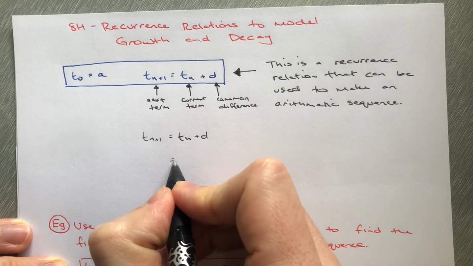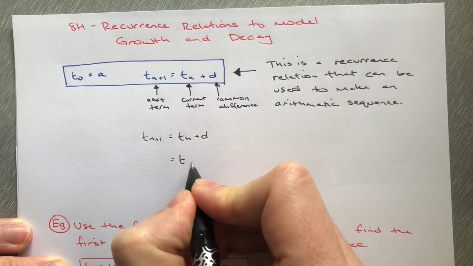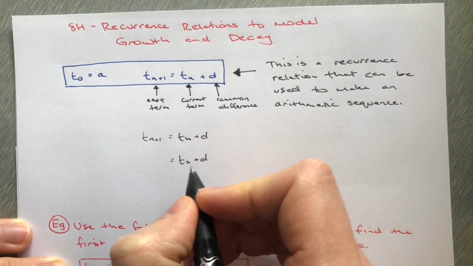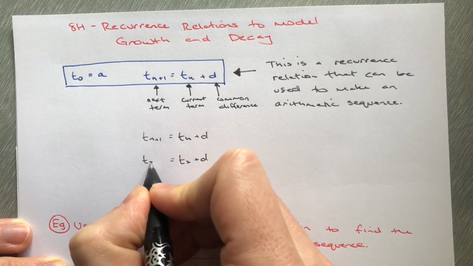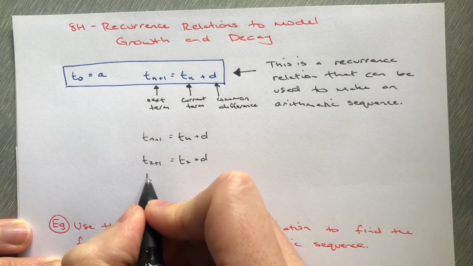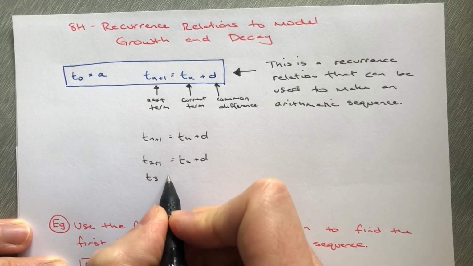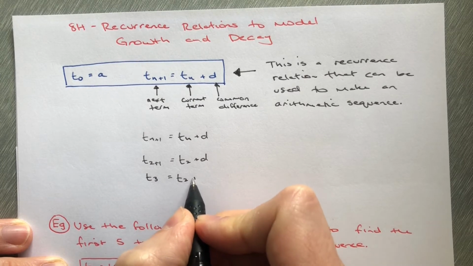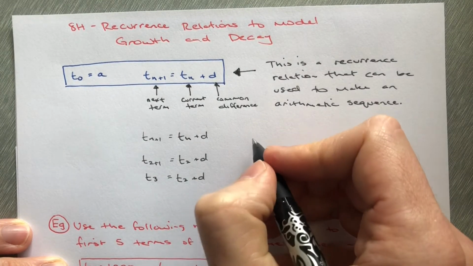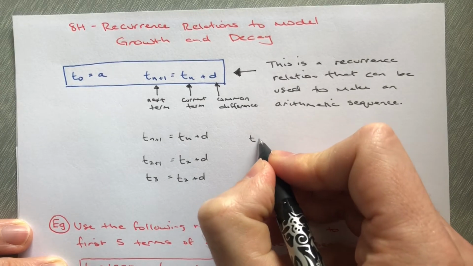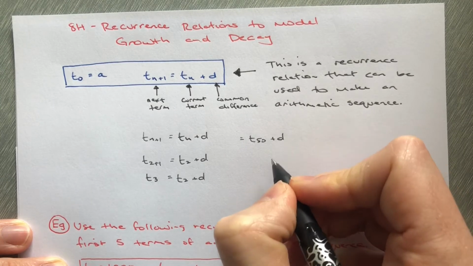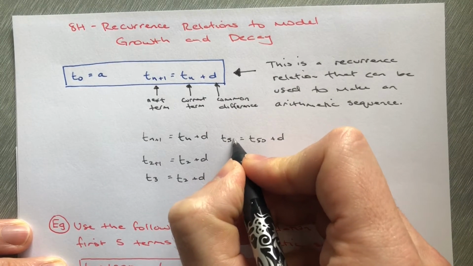Now, let's use some actual numbers here. If we're up to, let's just say the second term, so T2, and we add the common difference, that's going to tell you T2 plus 1. Now, instead of writing 2 plus 1, that's T3. So T3 equals T2 plus the common difference. Now, let's just do it again with another example. If we're up to T50, and we add the common difference to T50, that gives us T51.